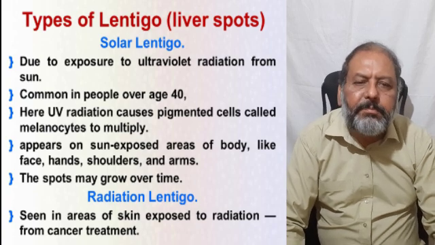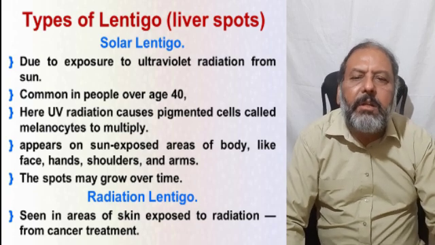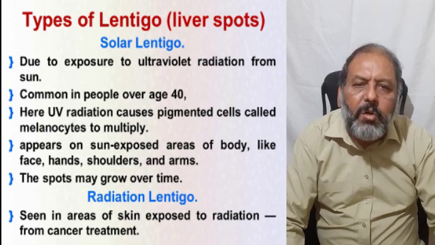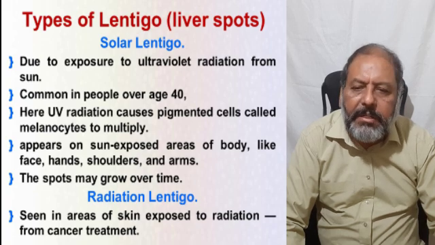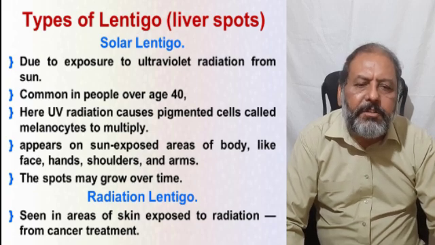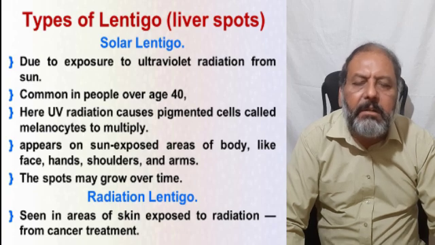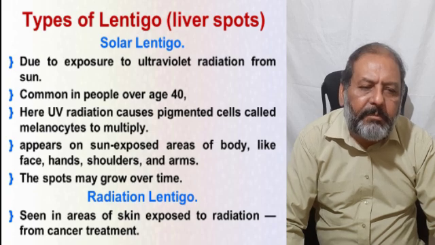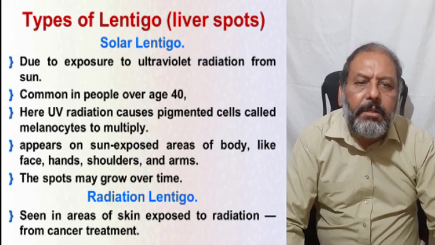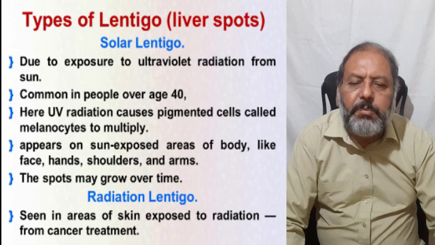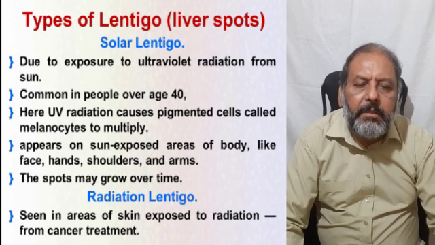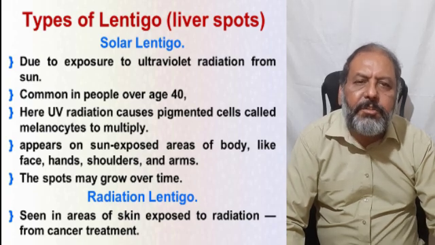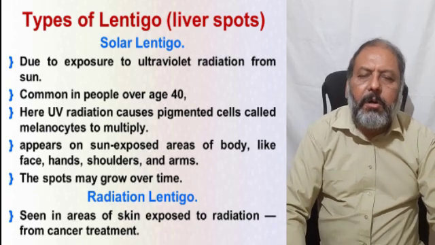Then, continuing the types of lentigo or liver spots: solar lentigo, due to exposure to ultraviolet radiation from the sun, common in people over age 40 years. Here ultraviolet radiation causes pigmented cells called melanocytes to multiply. It appears on the sun-exposed areas of the body like the face, hands, shoulders, and arms. These spots may grow over time. The next type is radiation lentigo, seen in areas of the skin exposed to radiation for cancer treatment.